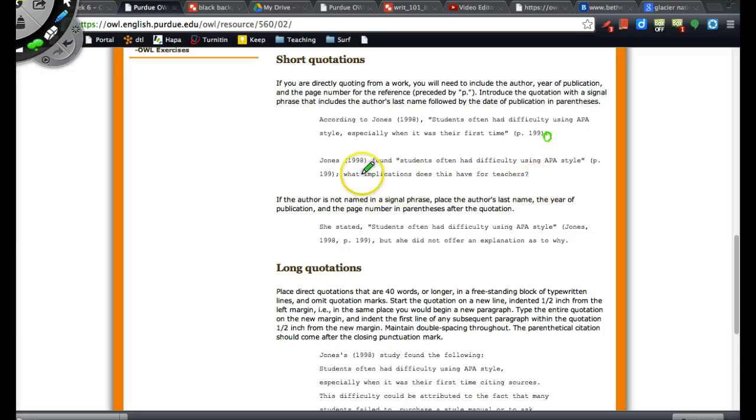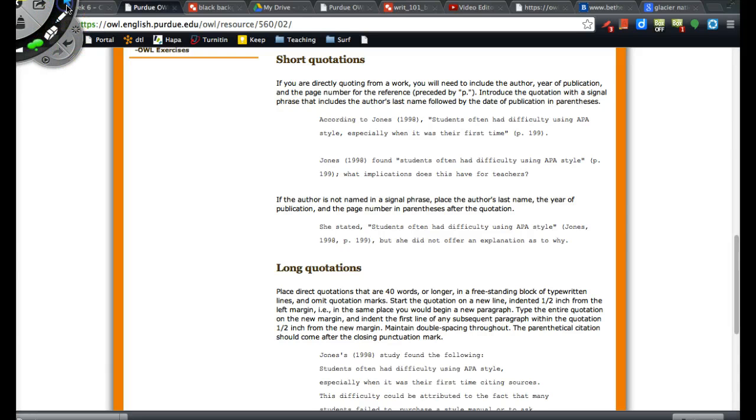This is another one. Jones, 1998, found students often had difficulty using APA style. So you can see at the end of the quote, even if it's not the end of the sentence, you would put in that page number. So for those of you who've used MLA, this is going to be a little bit different than the formatting style with MLA, although you should start to see some common similarities.